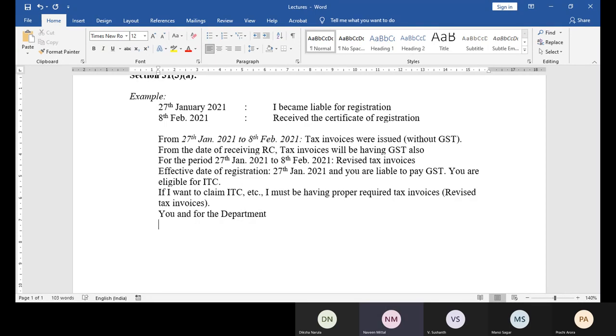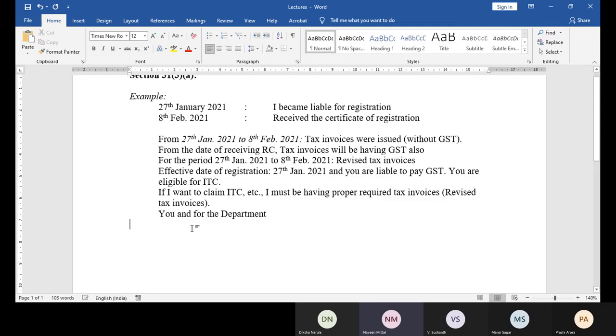So if I want, I have to issue revised tax invoices, and it's not for the consumers who have already purchased the goods or services. These revised tax invoices will be helpful for you and for the department. So it's not compulsory to issue revised tax invoices, it's your choice. I hope you have understood the point.